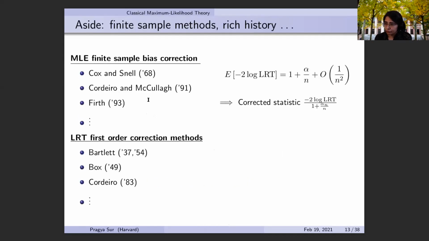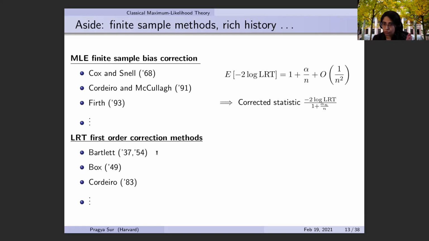And there has been extensive work in these areas. It's well understood that in finite samples, the MLE exhibits a bias and the LRT requires correction methods. But the understanding in this literature is that if you have small sample sizes, then you need these kinds of methods. So there are classical works by Cox and Snell, Cordeiro, McCullagh, Firth, and so on, who do this finite sample bias correction. There is a lot of theory behind finite sample bias correction and an analogous parallel theory for first order correction methods of the LRT due to Bartlett, Box, Cordeiro, and so on.